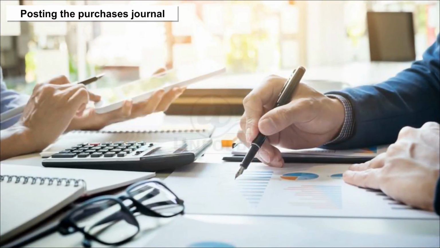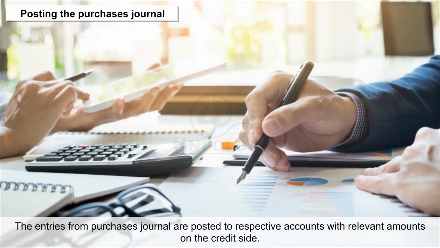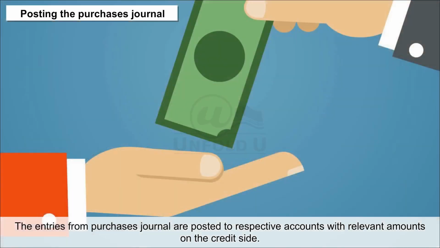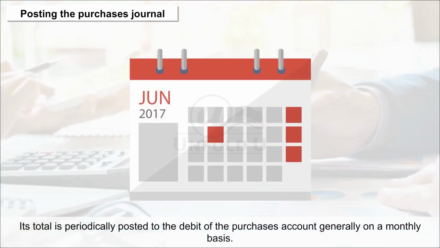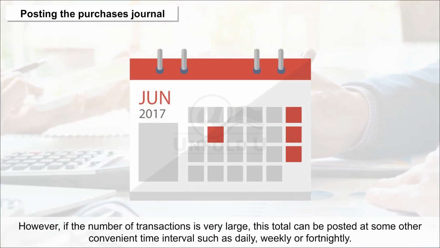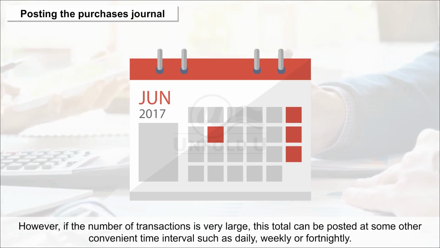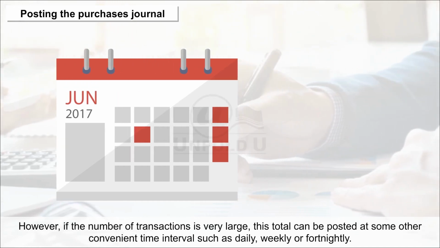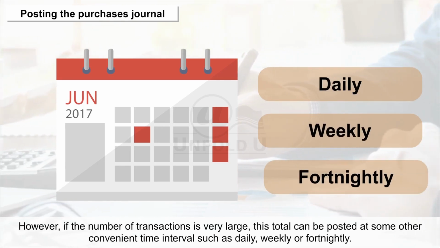Posting the Purchases Journal. The entries from the Purchases Journal are posted to respective accounts with relevant amounts on the credit side. The total of the Purchases Journal is periodically posted to the debit of the Purchases account, normally on a monthly basis. However, if the number of transactions is very large, this total may be posted at some other convenient time intervals such as daily, weekly or fortnightly.